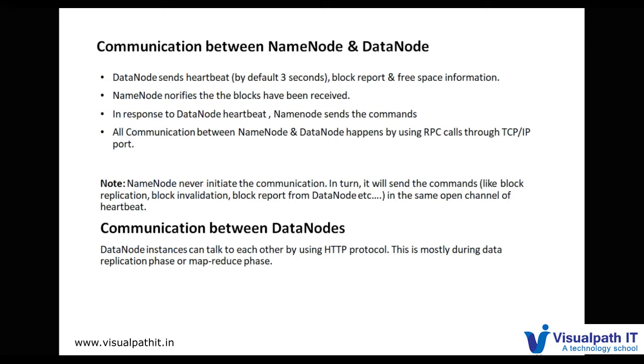So name node will not send any signal to data nodes. Only the data nodes will send signals to the name node. Each and every data node will send a signal to the name node. And name node is notified of the blocks that have been received. Also, along with the heartbeat signal, they will send more information: how many blocks the data node is having.